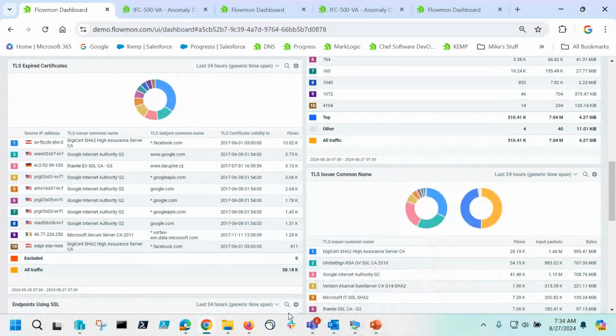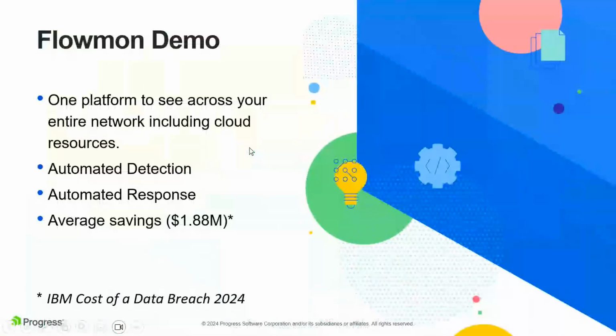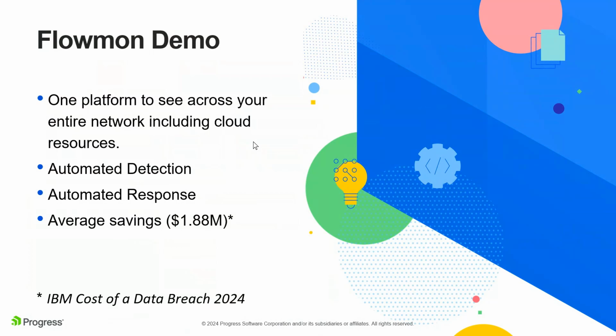Okay, so back to presentation. One platform to see across your entire network with the ability to automate the detection and response process. And according to the IBM Cost of a Data Breach Survey, and they were very conservative, the average savings per major security event of 1.88 million is way below the cost of the system, way below. I mean, we're talking 10 times more loss than you would actually spend putting these systems in environments.